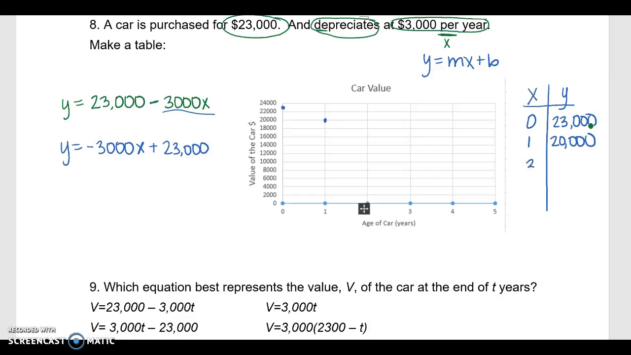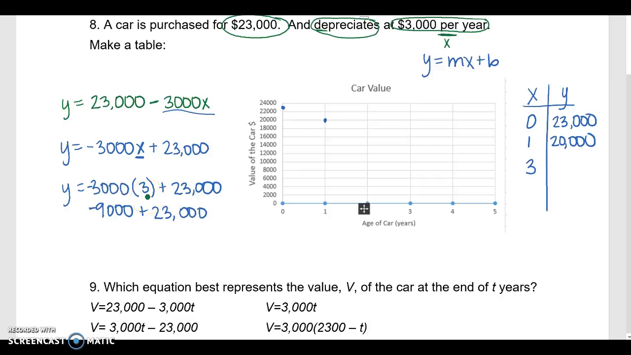Okay, let's go over to 3 years. 3 years, how much would it be for 3 years? Well, what I can do is plug in my x value to find out how much it is for 3 years. So y equals negative 3,000 times x, or 3, plus 23,000. So negative 3,000 times 3. Well, 3 times 3 is 9. And a negative times a positive is negative. So negative 9,000 plus 23,000. So different signs. So I'm going to subtract.